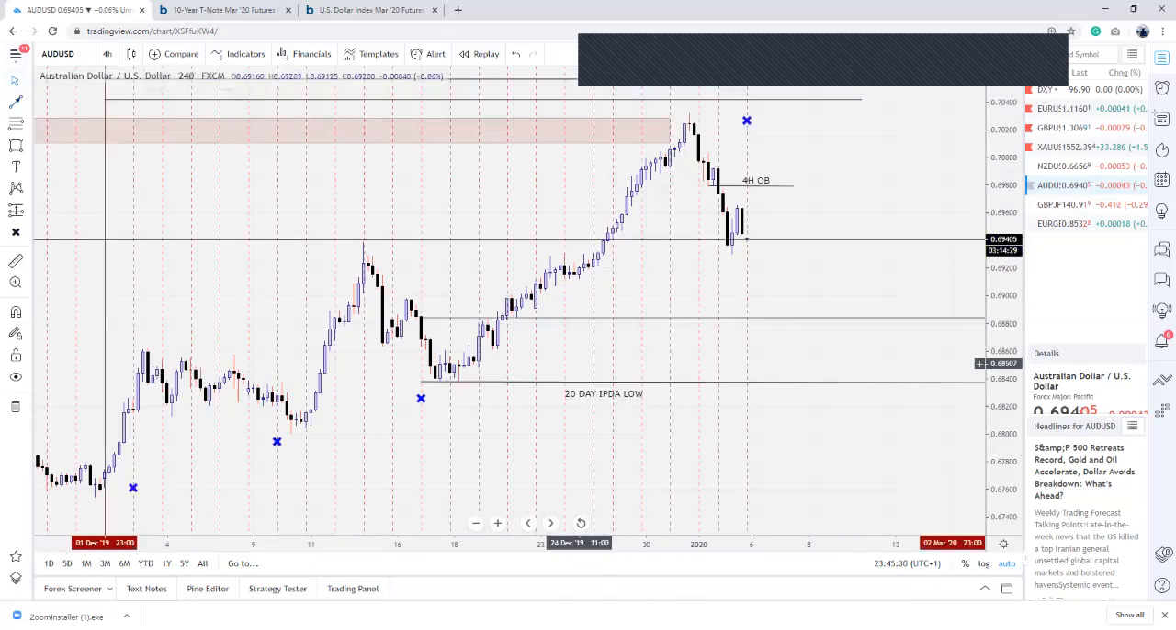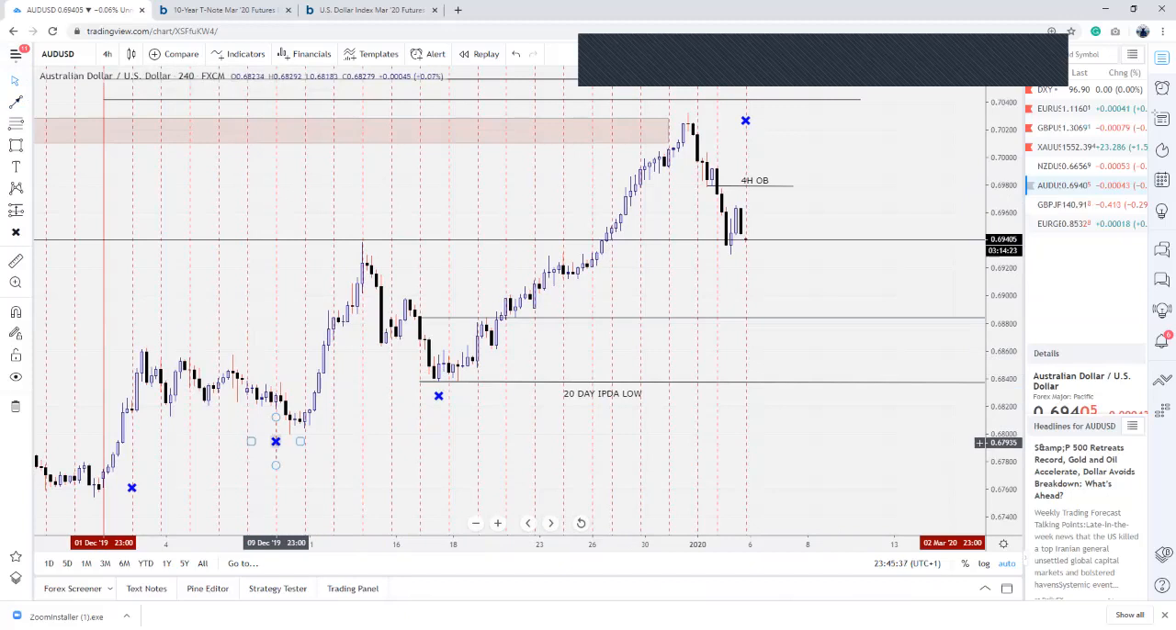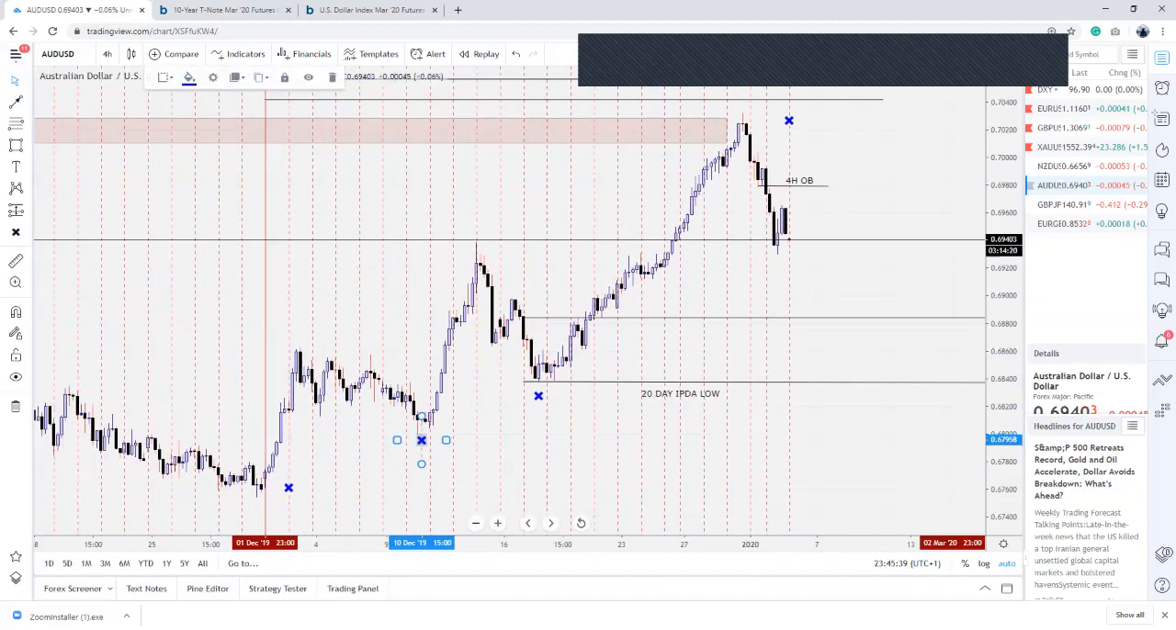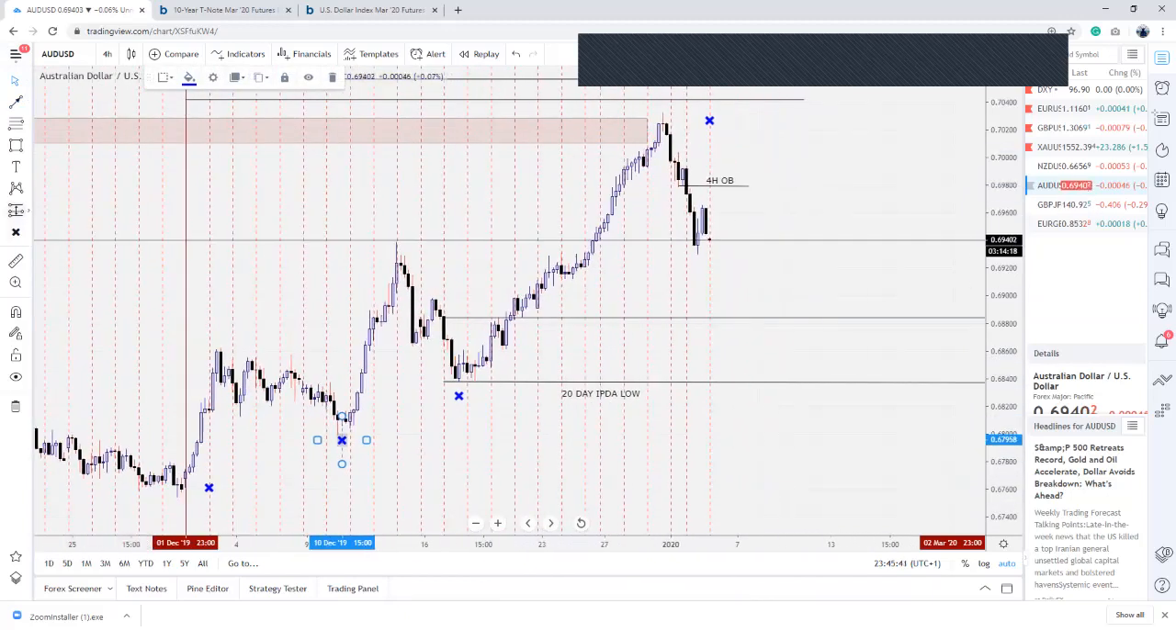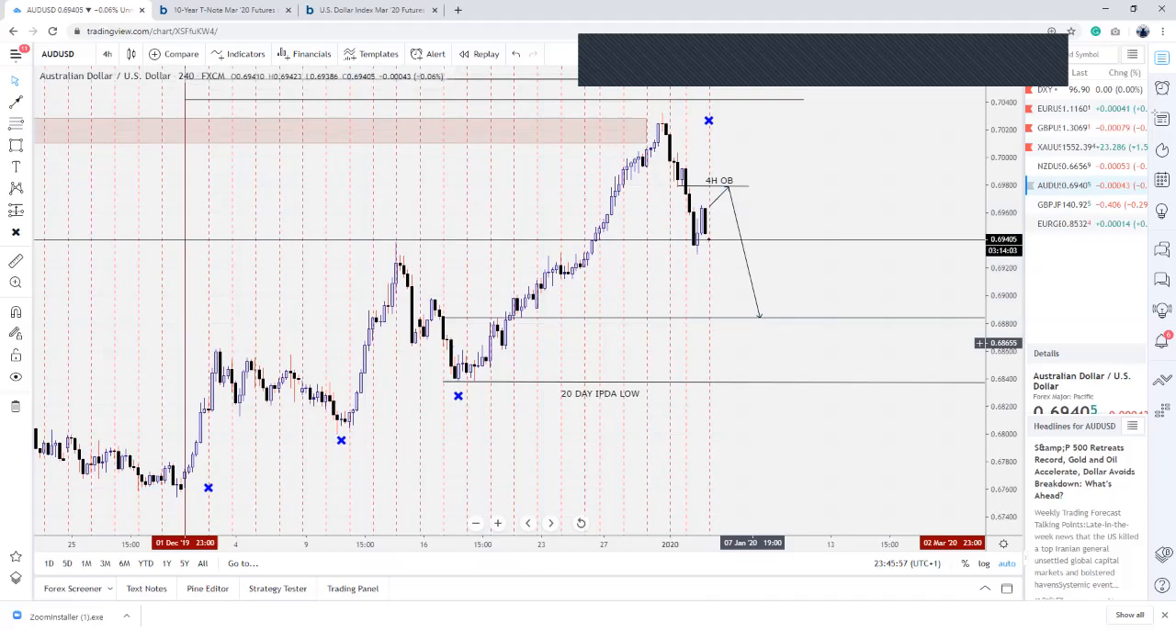What I simply did was go to the lows, mark out the 20-day IBDA low and the 40-day IBDA low, and I'm looking at the market getting at least this level. So we could get a retracement back up Monday going to Tuesday, and then it's going to be a clean sell all the way down to this level.